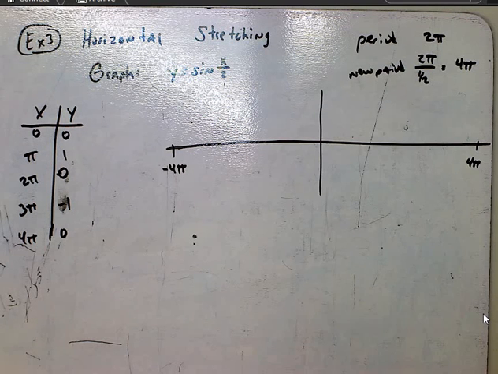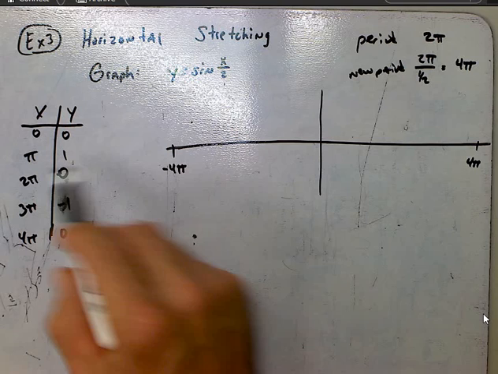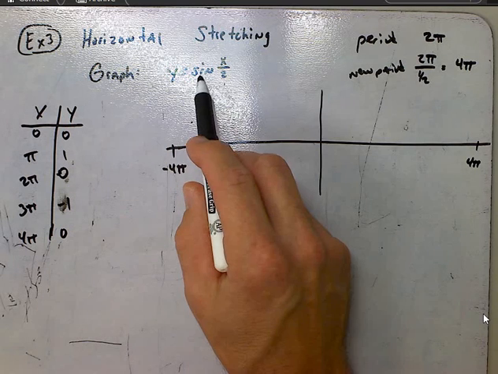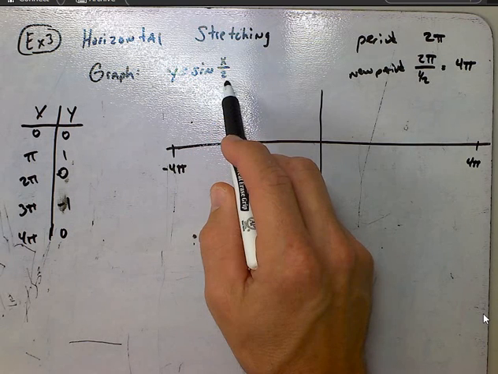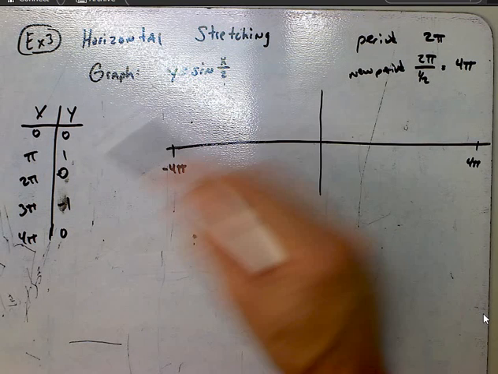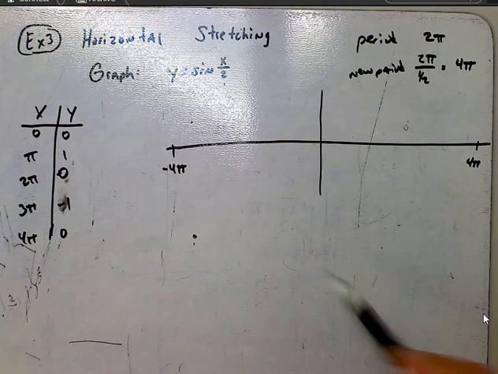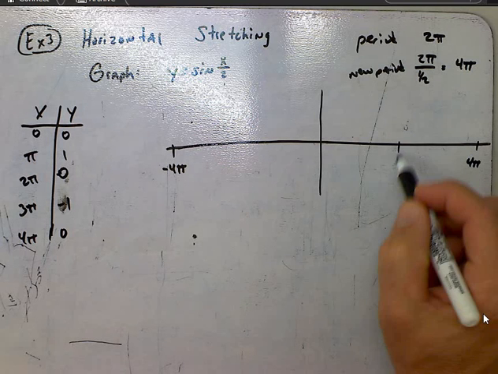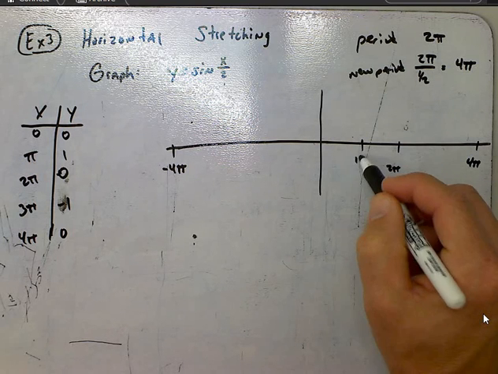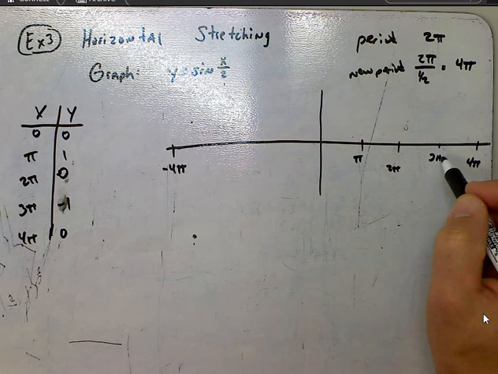If you want to test it out, go ahead. Pi becomes the sine of pi over 2. Well, the sine of pi over 2 is 1. If you put in 2 pi, it becomes the sine of pi. The sine of pi is 0, so it does check out okay. And so half, there's 2 pi, there's pi, and there's 3 pi.